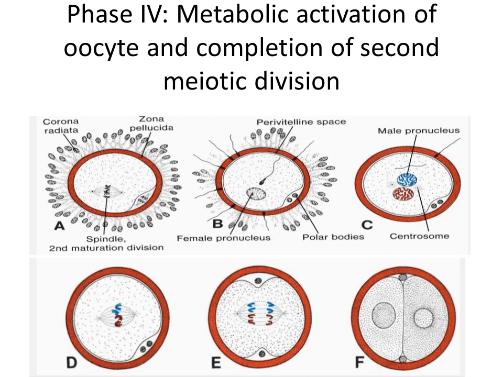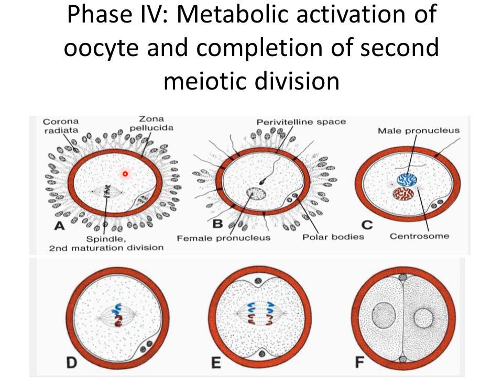circumstances, but it results in formation of a non-viable zygote. So phase 4 is the metabolic activation of the oocyte and completion of the second meiotic division. You can see here the number one process in this phase is the metabolic activity of the ovum increases after the entry of sperm contents. They trigger the ovum into activity. The metabolic rate of the ovum increases, and this allows the entry of water and other molecules from the tubal secretions.